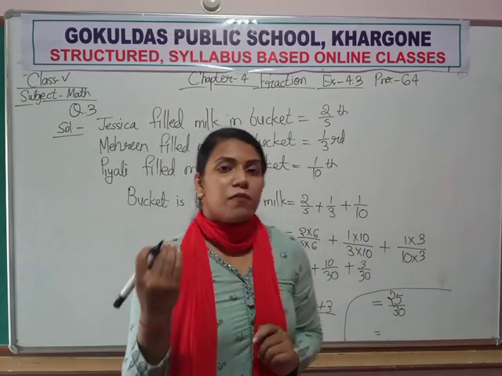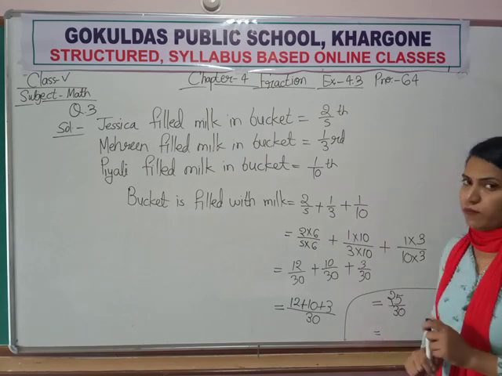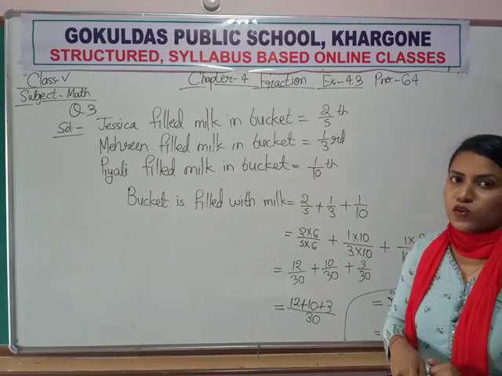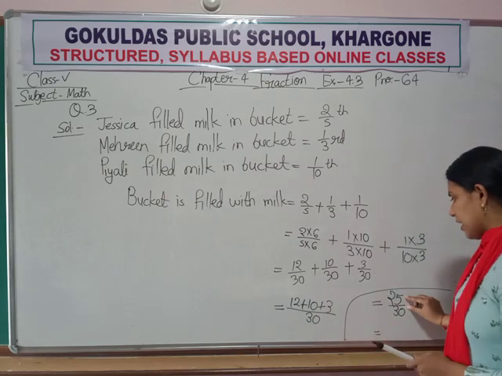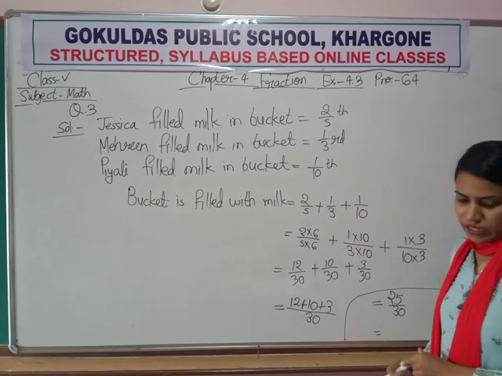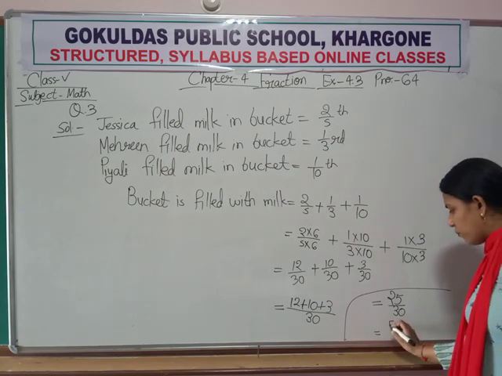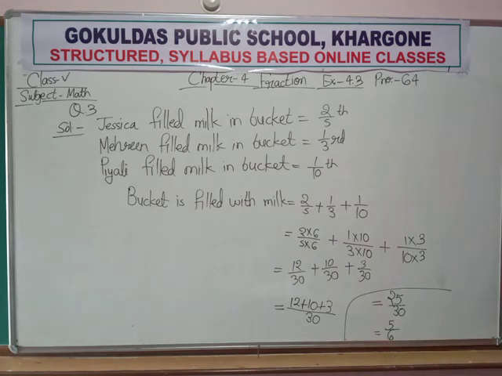Now 25 upon 30, we can reduce it to its lowest form. You know how to reduce a fraction to its lowest form. We will take the common factor of both the numbers and divide them. When I solve this, my result is 5 upon 6. So it is my final result.